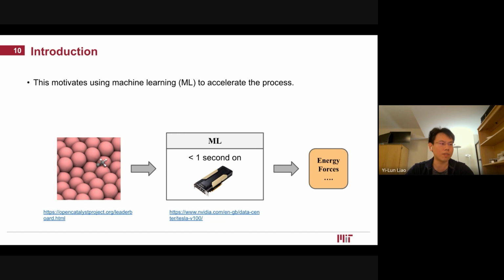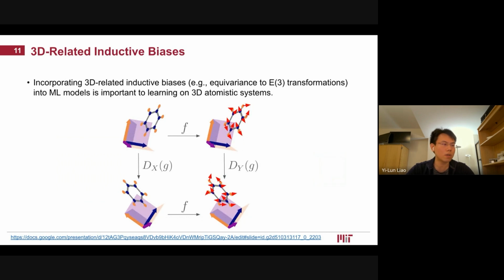So this motivates using machine learning to accelerate the process. With machine learning, we can simulate this interaction in just fractions of seconds with much fewer resources. And since we are focusing on building machine learning models for 3D atomic systems, let's first take a look at the nature of the data.